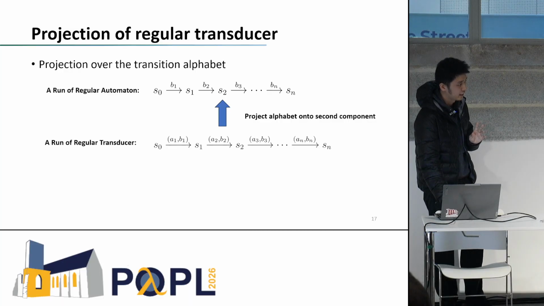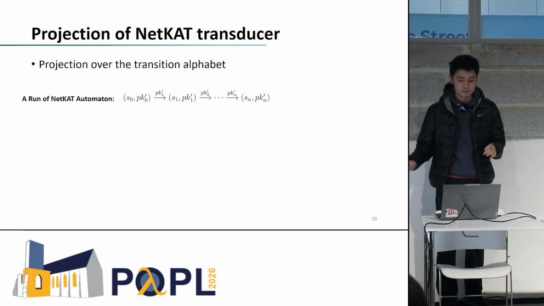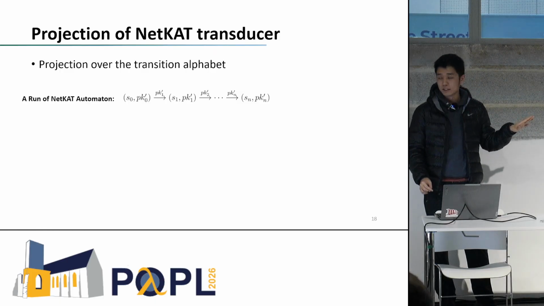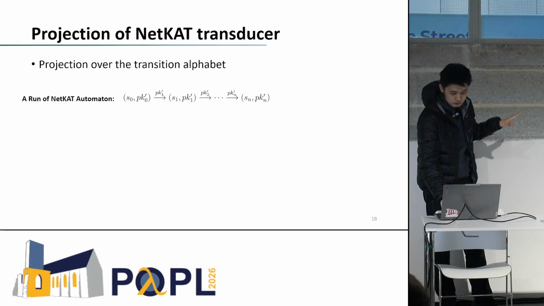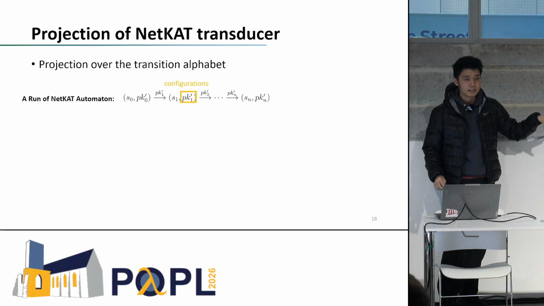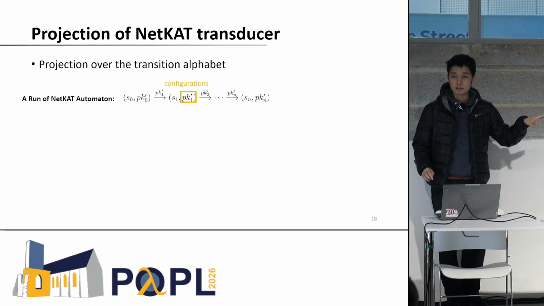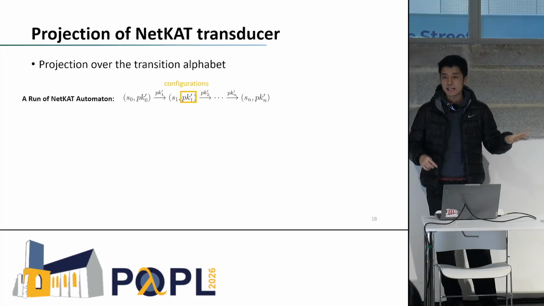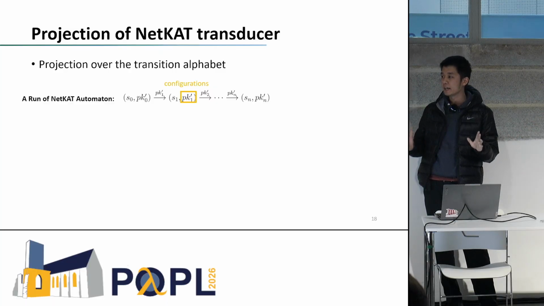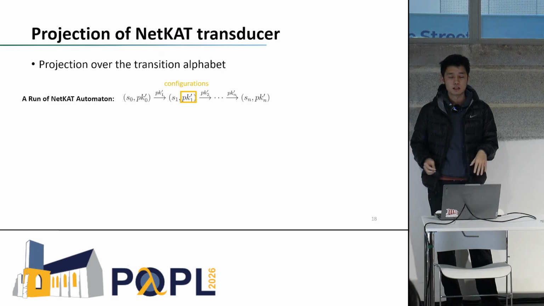But things are slightly different in a NetKAT automaton. And here is a run of a NetKAT automaton, and you can see the difference here. Here, each state is paired with a packet, which we call a configuration. So what does this kind of configuration do? It actually faithfully represents how a packet is handled in the network.